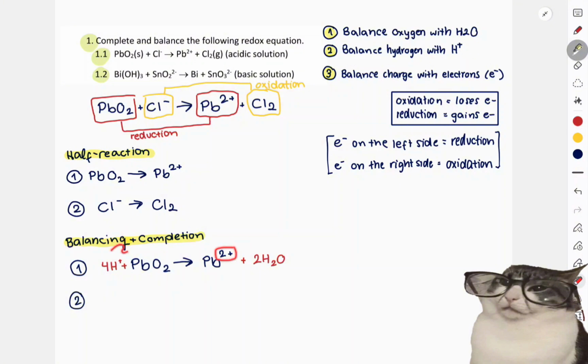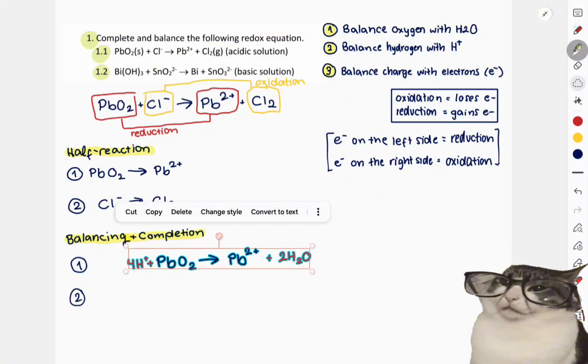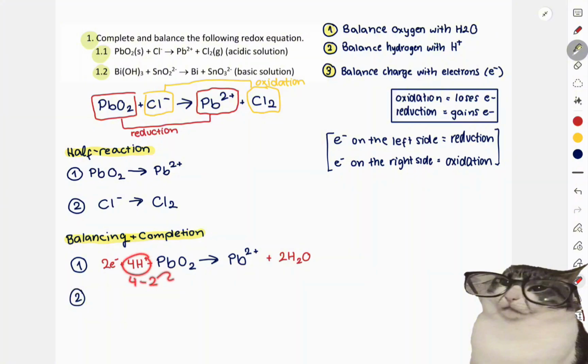So as you can see on the right side, we have a charge of +2, and on the left side we have a charge of +4. Now we balance the charges by adding electrons, and remember that electrons are negatively charged. So how can we get the charges to be the same on both sides of the equation? Well, we can add 2 electrons on the left side. So if you were to express this in mathematical terms, it would be 4 minus the 2 electrons, and that would give us a charge of +2, and that matches the charge on the right side of the equation.